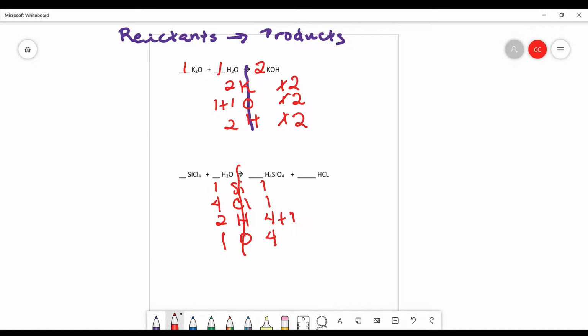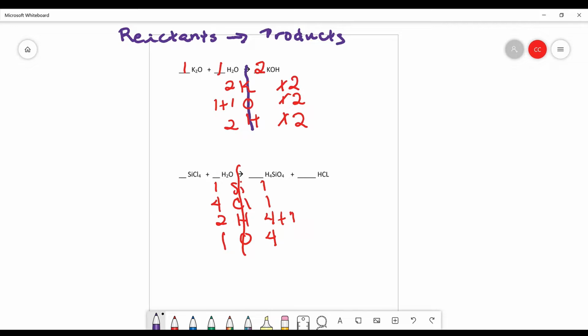Now, the one thing that you should realize is this hydrogen in the water, with that 2 right there, no matter what we multiply water times, it's going to be an even number. We have an odd number of hydrogens on the product side right now. So whatever we multiply this hydrogen by, it needs to be an even number. So let's start with chlorine.